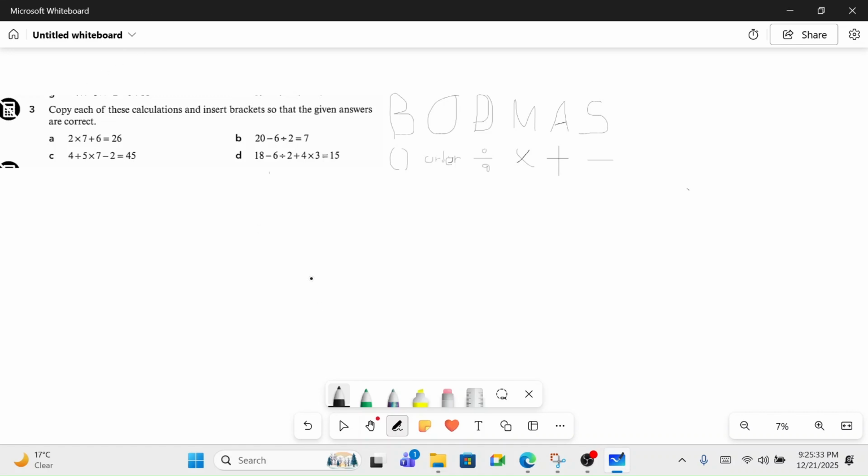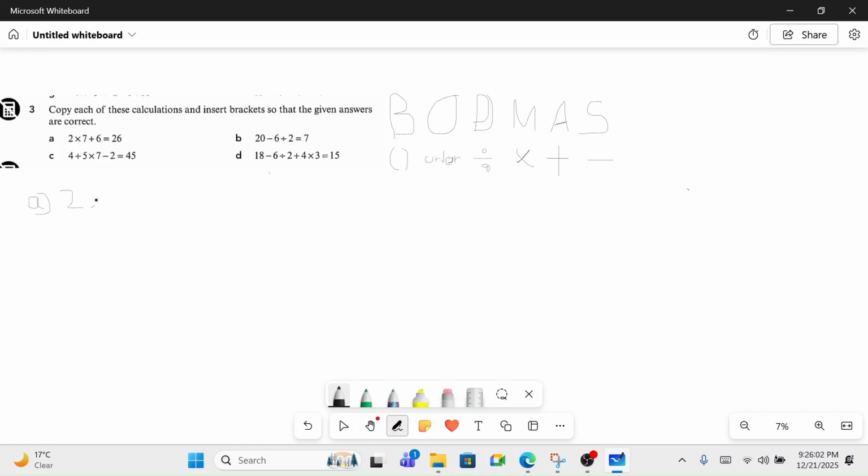There. So let's start with question number 3. Let's read the question first. It asks us to copy each of these calculations and insert brackets so that the given answers are correct. Now, of course, it looks correct, but they just asked us to place brackets to make it look more appropriate. So this is where our use of brackets comes in.